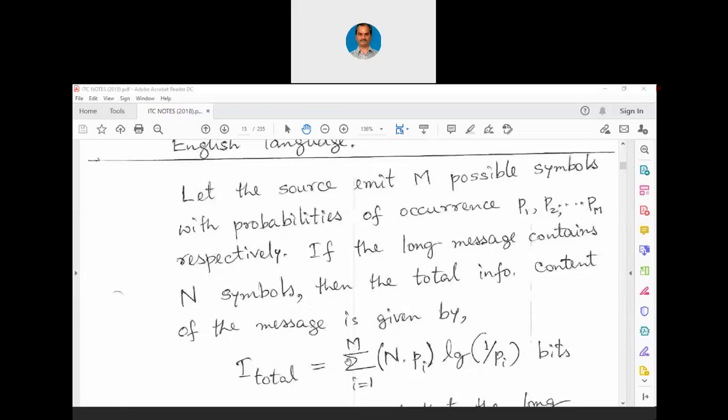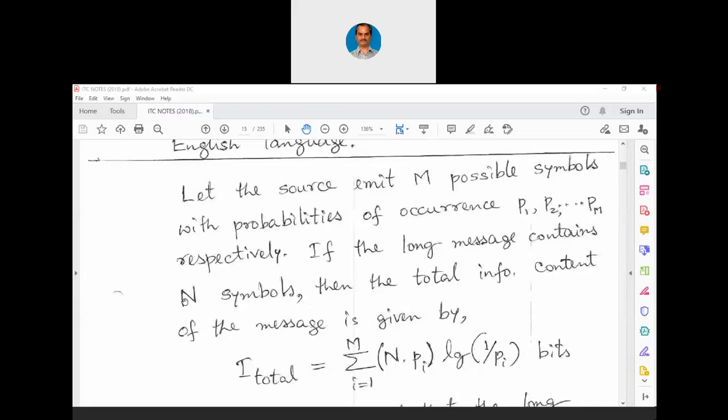I will slightly explain this further. English language contains 26 alphabets. So let this M be that 26. Now using English language, we write a big sentence. That big sentence will contain N symbols now.